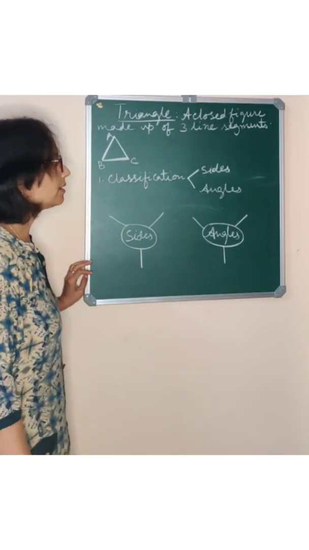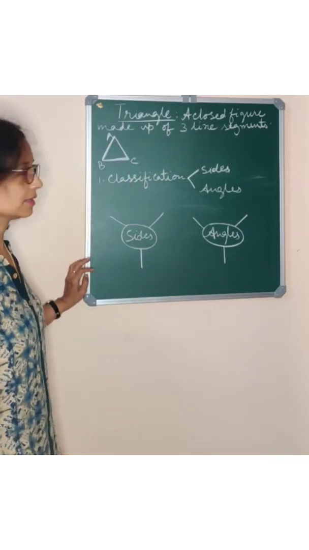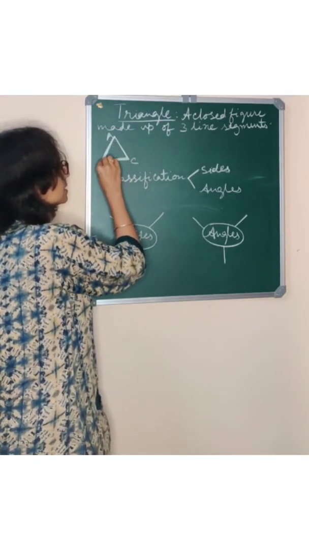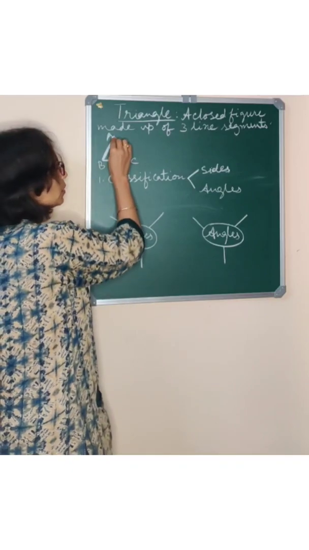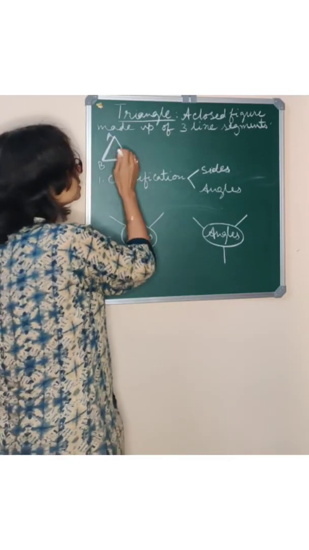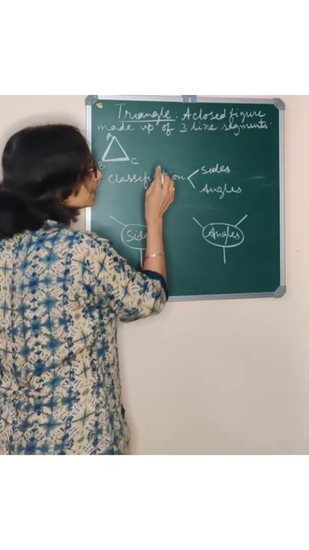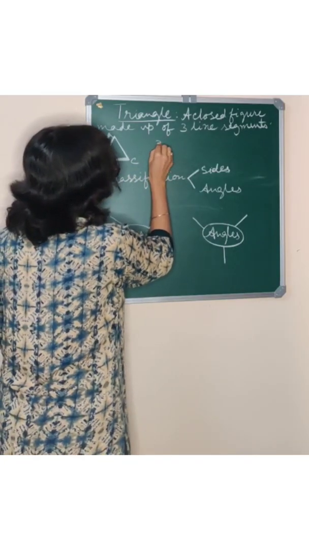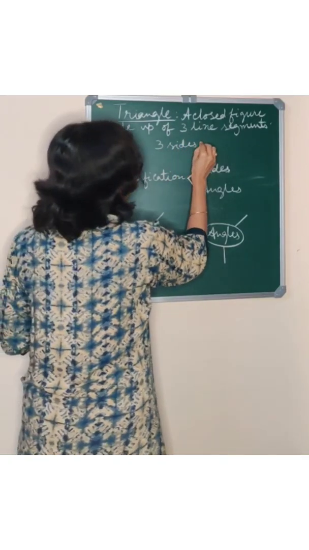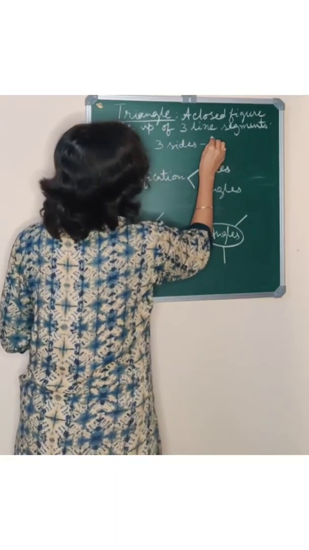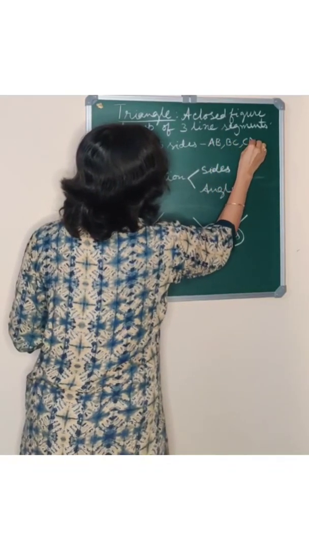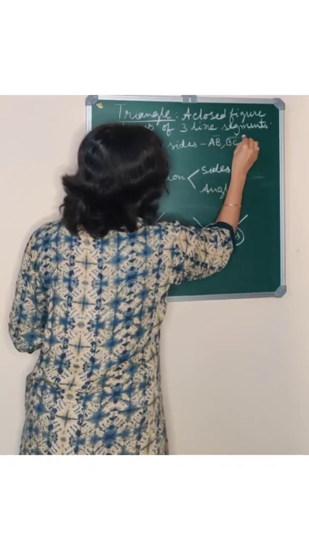Now let us understand the parts of a triangle. Here there are three line segments: AB, BC and CA. These three line segments make three sides. So a triangle has three sides, that is AB, BC and CA.